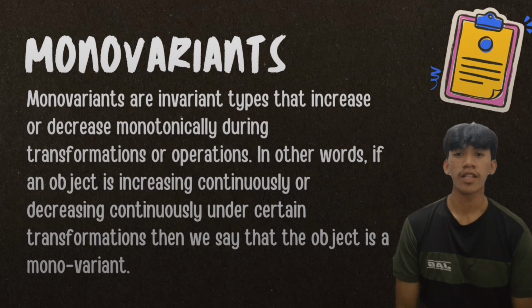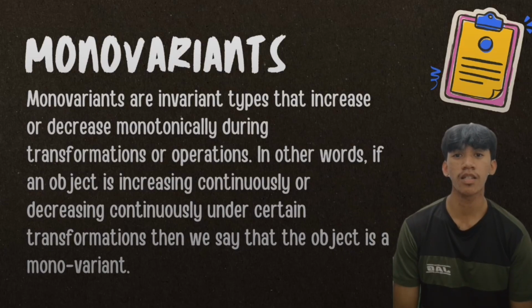Another type of invariant is the monovariant. These are a special type of invariant. But unlike ordinary invariants, which stay the same during a process, monovariants either increase or decrease monotonically as the process goes on. In simple words, if something is always going up or always going down, step by step, under certain rules or operations, then we call it a monovariant.